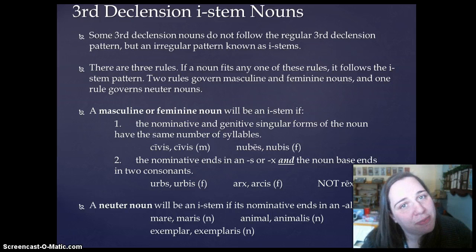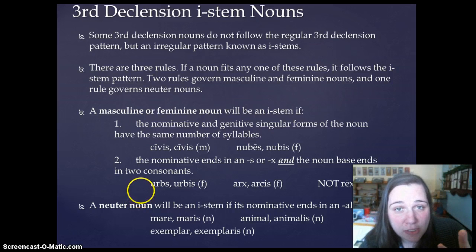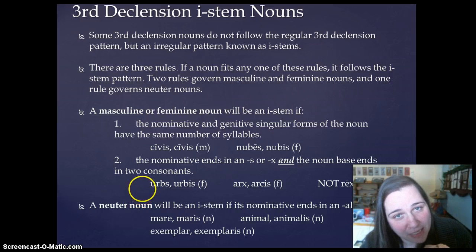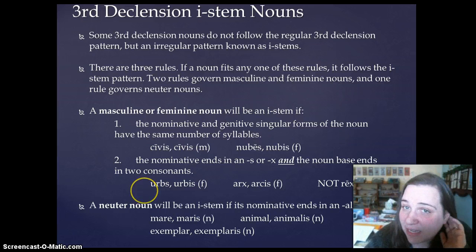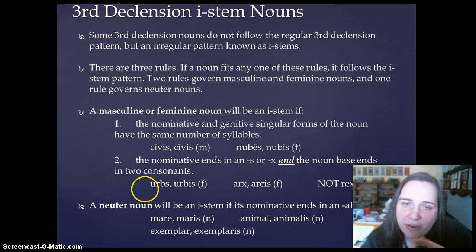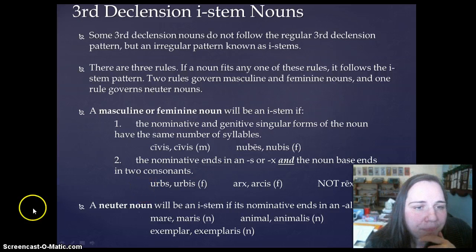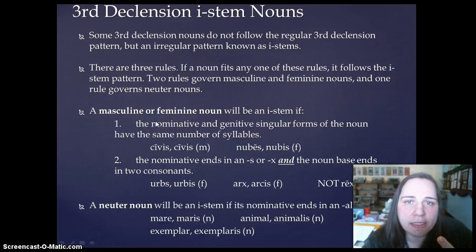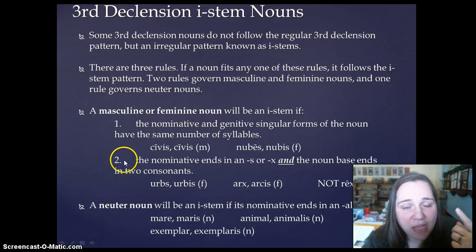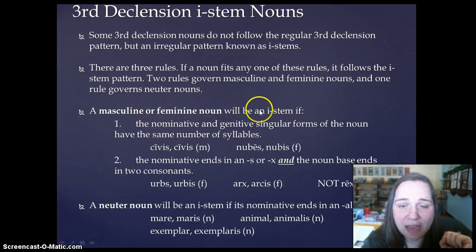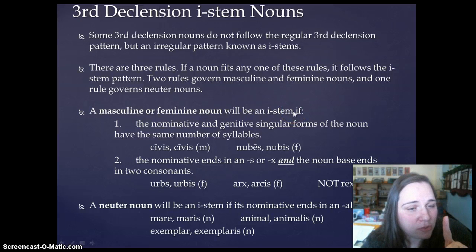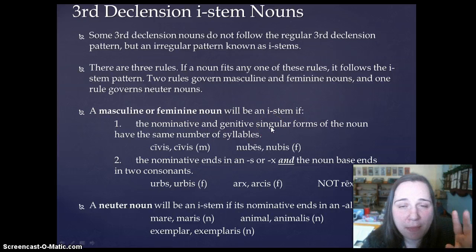So, a couple things we need to do in this video. I need to explain to you the three rules so you can identify third declension I stem nouns, and then I'll tell you the endings. Really, it is a slight variation, but it's important, so you have to know it. Okay, three rules. Two of the rules pertain to masculine and feminine nouns. One of the rules pertains to a neuter noun. A masculine or feminine noun will be an I stem if it fits one of the following two rules. The nominative and the genitive singulars have the same number of syllables.